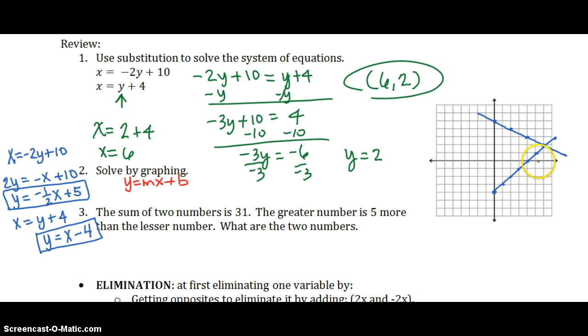And I've graphed those two lines, and sure enough, this is the point where they meet, and that point is 1, 2, 3, 4, 5, 6, 1, 2. So 6, 2 is confirmed as our solution.